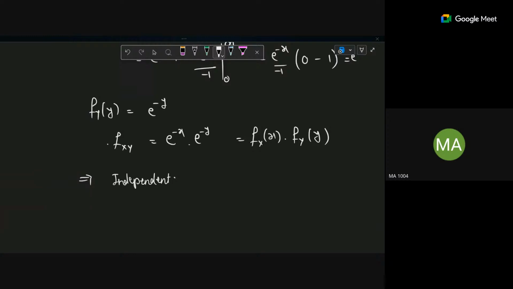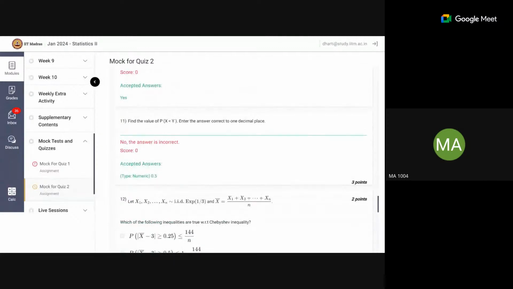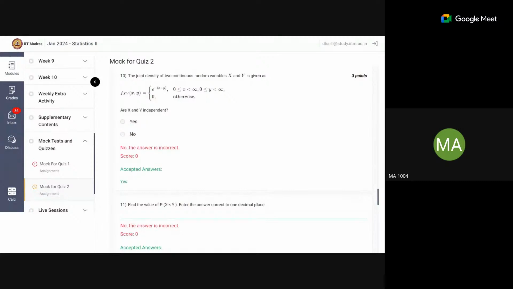So let's see what is the next one. Find the value of probability x less than y. I am giving you 1 minute as we discussed a similar question in the last session also. So how to calculate the probability x less than y?